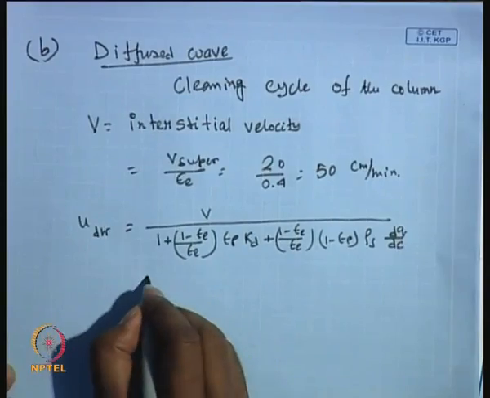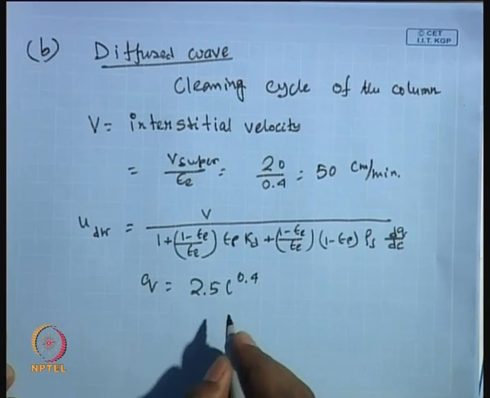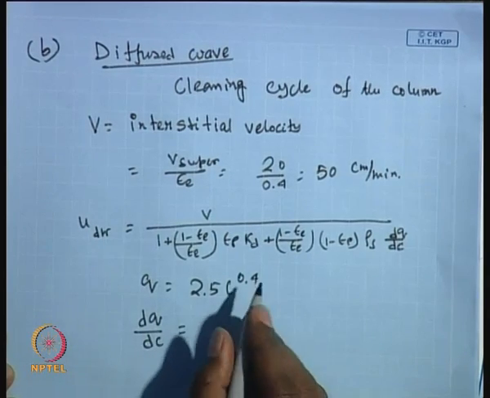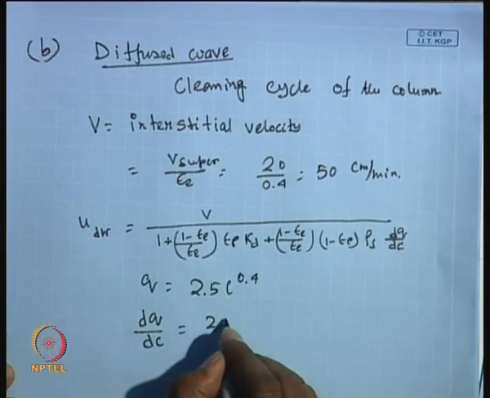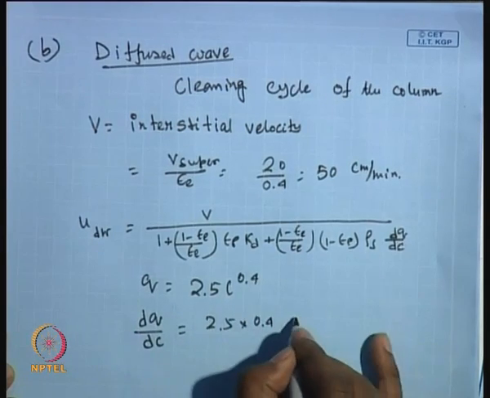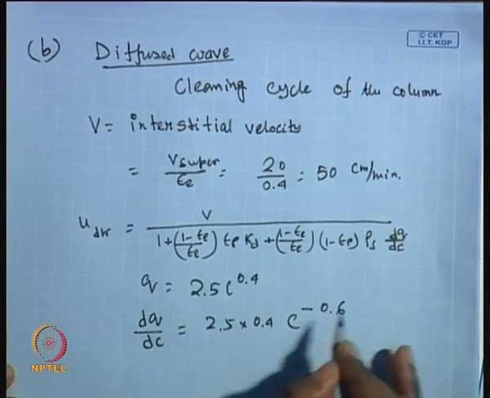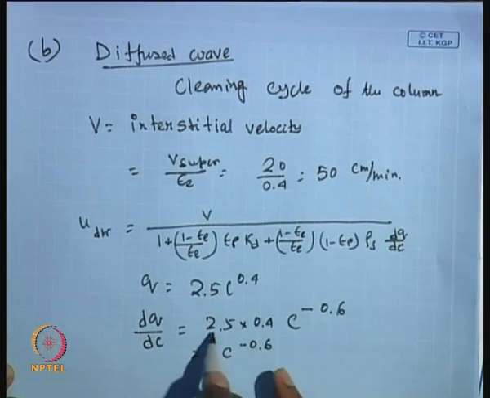Q is given as 2.5 C to the power 0.4. If you differentiate with respect to C, dq dc turns out to be 2.5 into 0.4 times C to the power (n minus 1), so it will be C to the power minus 0.6. 2.5 into 0.4 is 1. Okay.